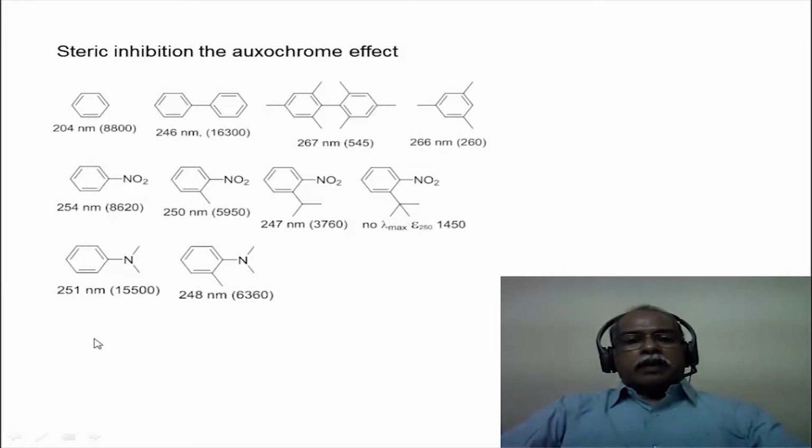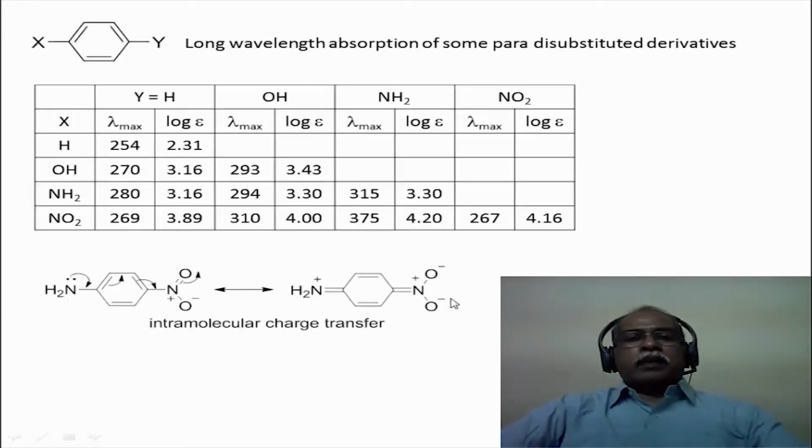If you take N,N-dimethylaniline, the N,N-dimethylamino functional group is the auxochrome. When you introduce an ortho methyl substituent, the nitrogen lone pair cannot be in plane with the aromatic ring, so the delocalization is inhibited. Steric inhibition of delocalization is what takes place. As a result, a hypsochromic shift is seen, going to the lower wavelength region from 254 to 248 nanometers in this particular case.